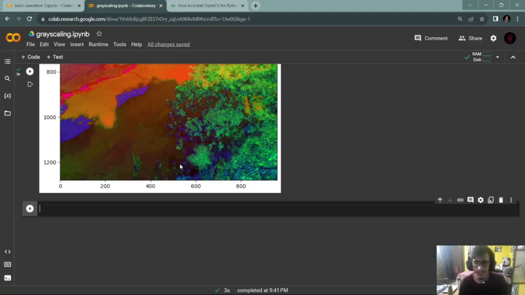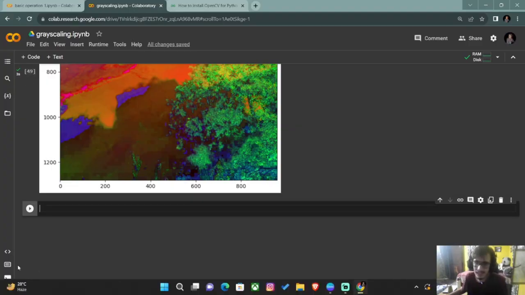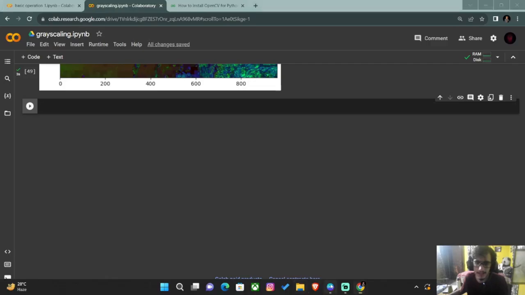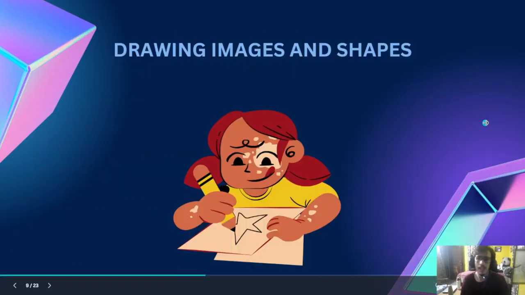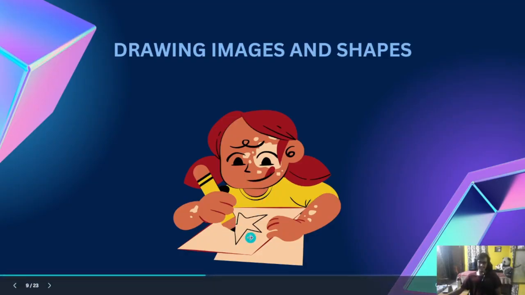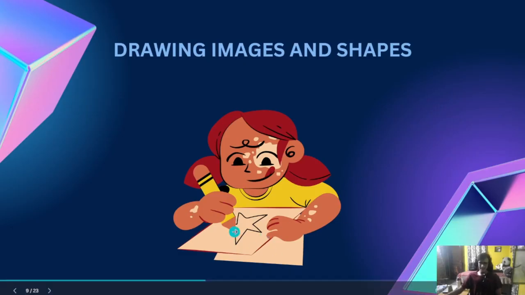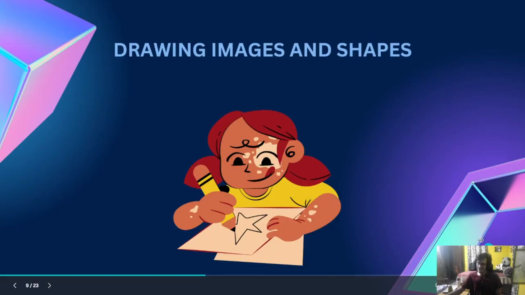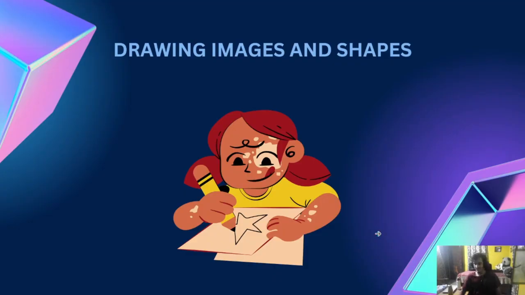Let's jump to the next section, which is, let's open our PDF. Drawing images and shapes. Yeah, you can see this girl drawing shapes like stars. It's easy like this. Let's draw some shapes on the black image.